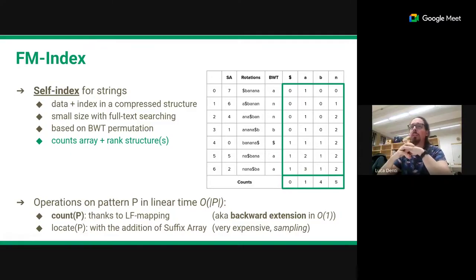I will start with the FM index, which is maybe more common. It's a self-index for strings. You have the data and the index in a compressed structure, with small size and full-text searching. You can compute the number of times a pattern occurs in linear time with respect to the length of the query, the count operation, and also the locate operation. This index is based on the BWT permutation, and maybe you saw it as a pair of a counts array and a rank structure, but it's just a brief introduction. Maybe you already know it.